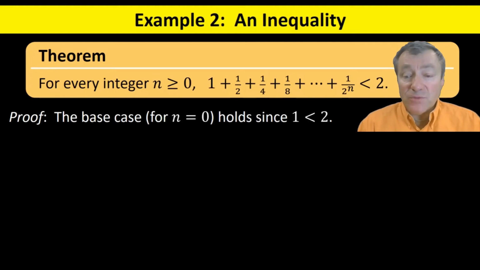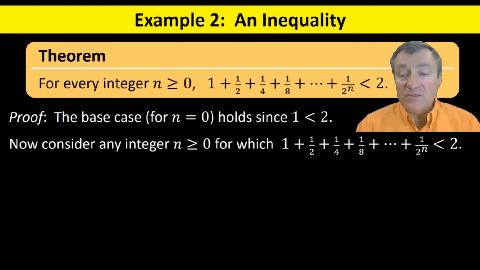In the base case, we just have one term on the left, which is the number 1. That's less than 2, so the conclusion holds as required. Moving on to the inductive step, we assume the inequality holds for a particular value of n greater than or equal to 0. We want to show the inequality also holds for n plus 1.